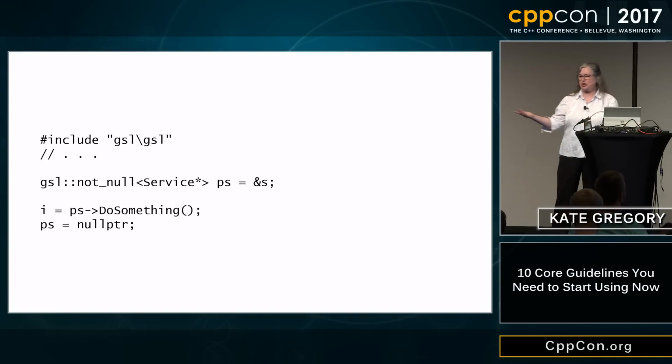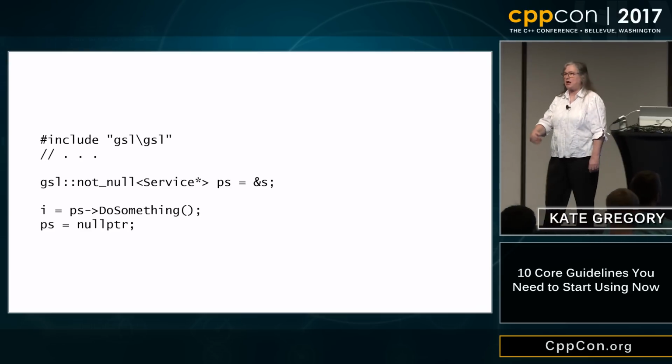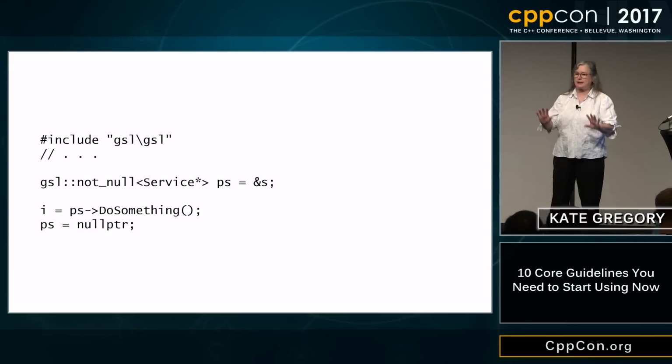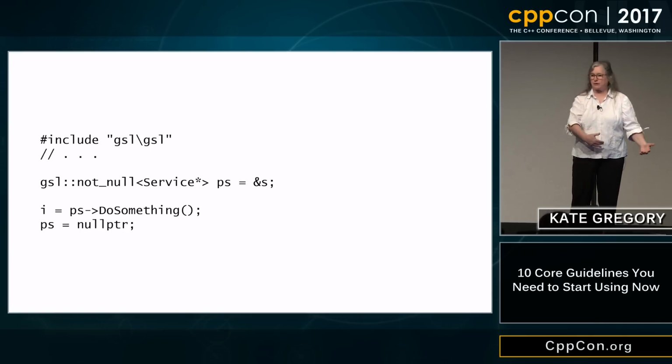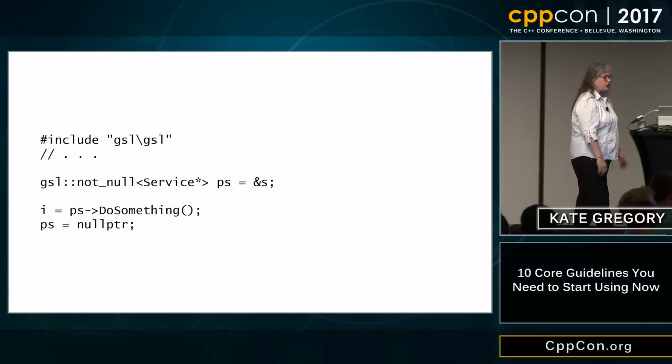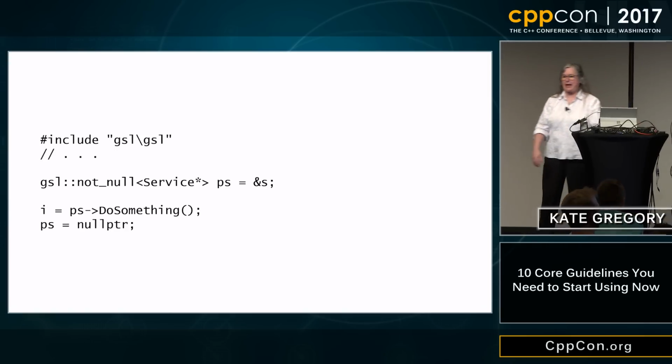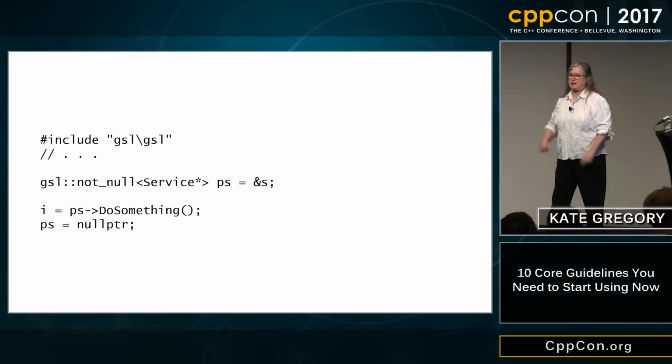So you include the GSL header, and the GSL is a spec, right? There is an implementation by Microsoft under Microsoft's GitHub instead of under the ISO CPP GitHub, and there can be plenty of other implementations as well. And it's header only, so you can just download it and put it in your code and carry on with your life. So now I'm declaring PS to be a GSL not null of service star.